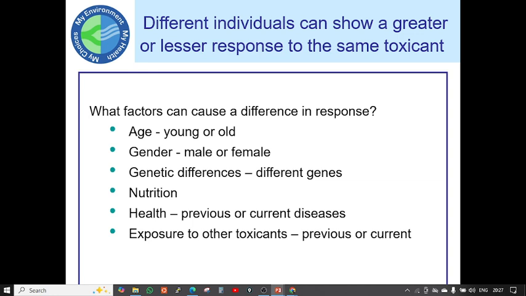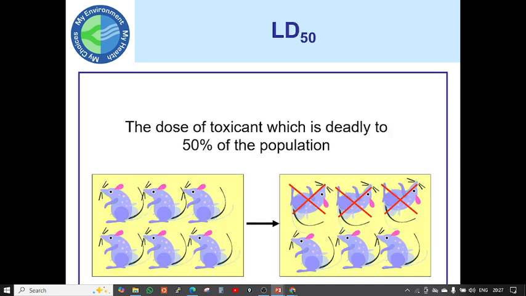Then exposure to other toxicants, previous or current. If you were previously exposed to some toxicant and again another toxic substance enters your body, then what happens? It can affect you more in combination with the toxic substance. If someone is exposed to one toxic substance and someone else is exposed to two or three or more than one toxic substance, then the higher the number of toxicants, the more complexity is found in the body.